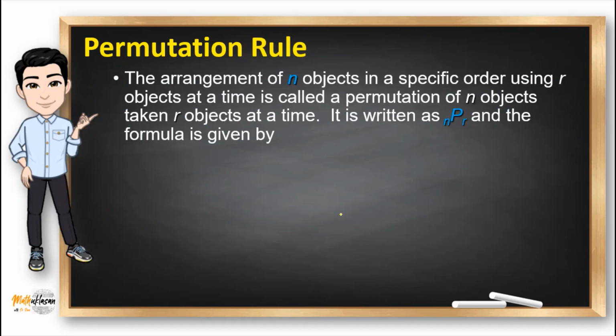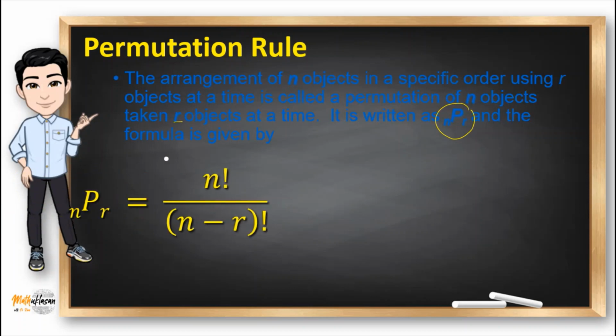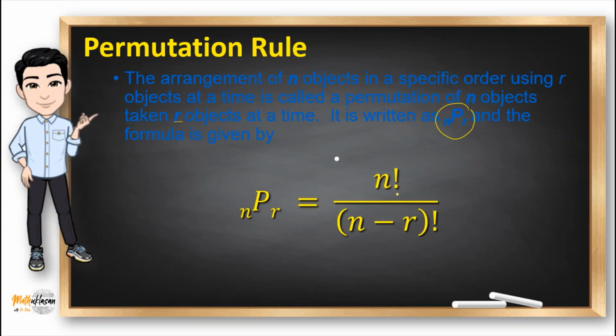Now, for us to easily compute for permutations, we actually have a formula for it, written as nPr, wherein n is the number of objects and r is the objects that we take at a time. Or this is equal to n factorial divided by n minus r factorial. So remember, factorial means just the arrangement of descending numbers multiplied together. So if we have 5 factorial, it means 5 times 4 times 3 times 2 times 1. Or if you have 3 factorial, it means 3 times 2 times 1. And if it's 0 factorial, that is still equal to 1.